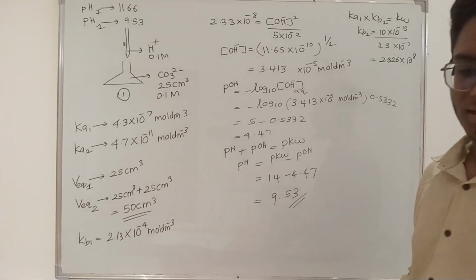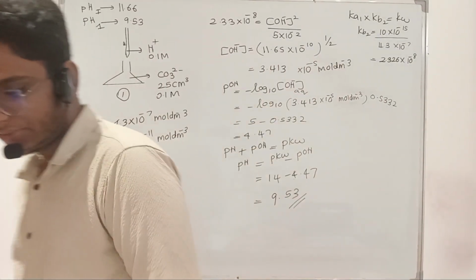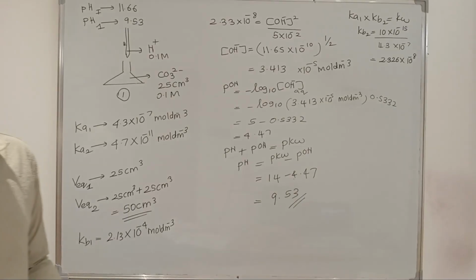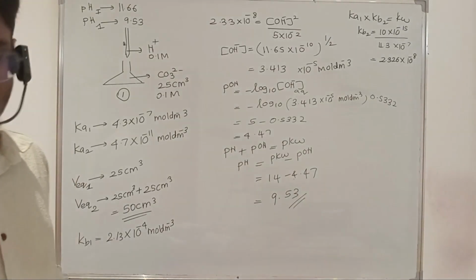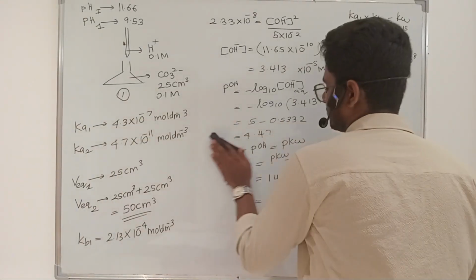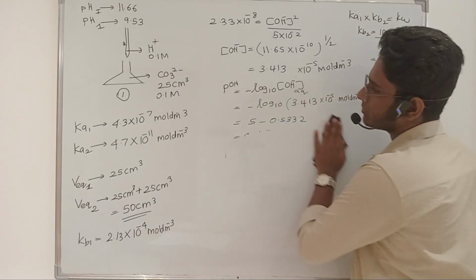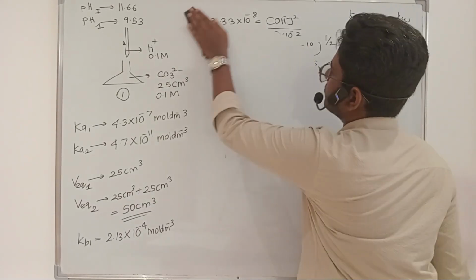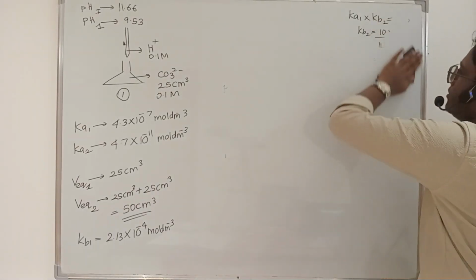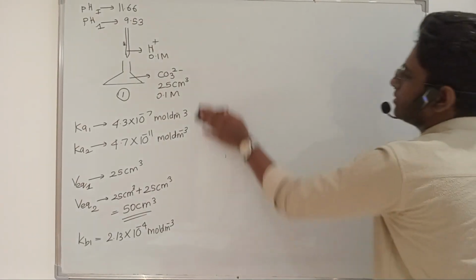Now, what is the next question they ask? What is the pH at the second equivalence point? Now, how can you find that? Same thing. What is happening in the second equivalence point? Bicarbonate is converting to carbonic acid. That is what is happening, right?